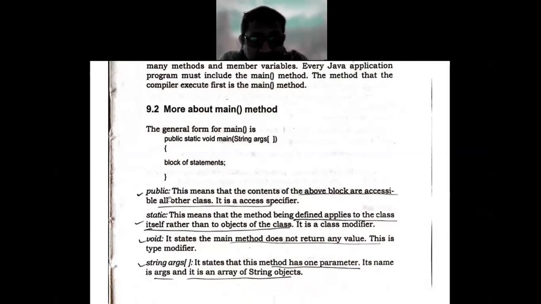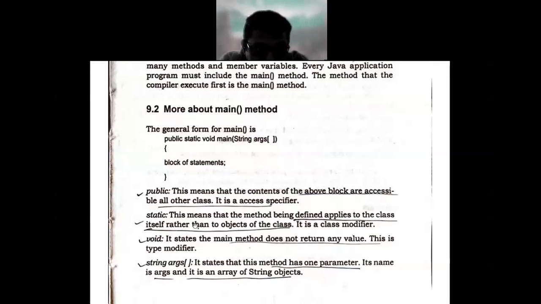Let us see. Public means that the contents of the above block are accessible to all other classes. It is the access specifier. The fact that the main method is public says that the contents of the method, whatever is inside main, are accessible from outside the class. That means from any other class.